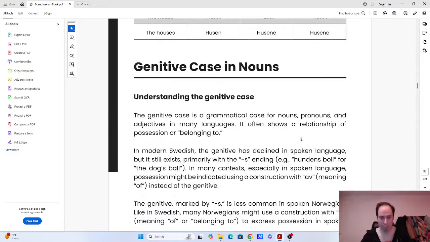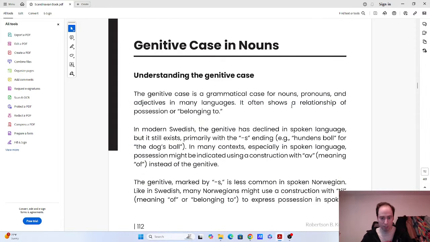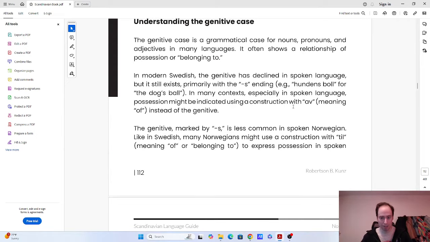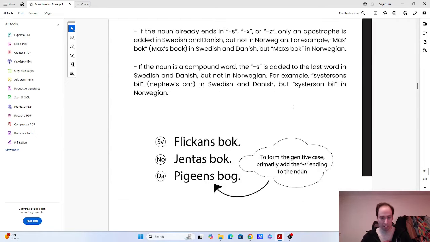And I'm going to end this with the genitive case. So in English, when we want to say, for example, Robbie's book, we just put S at the end. So my name is Robbie, but if we want to say Robbie's book, we put an S at the end of Robbie, and that's how we make it the genitive case. That's how we show possession.